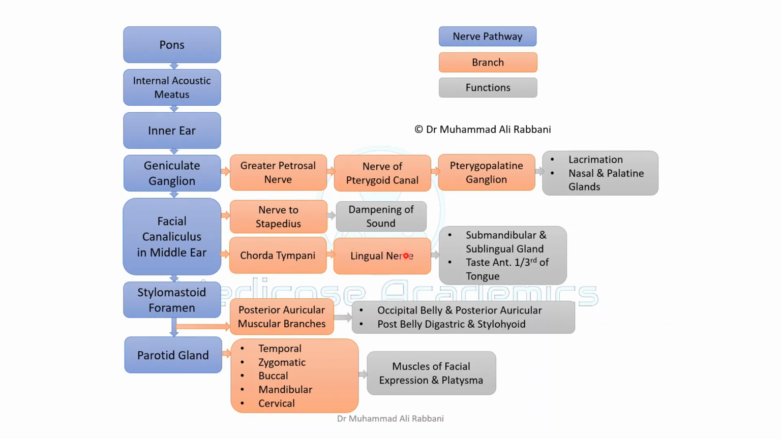Ultimately, in the infratemporal fossa, it fuses with the lingual nerve and gives parasympathetic supply to the submandibular and sublingual glands, and it gives taste fibers to the anterior two-thirds of the tongue. That is very commonly asked. Then after emerging from the stylomastoid foramen and before reaching the parotid gland, it gives rise to the posterior auricular branch and the muscular branch, and they supply these muscles. Within the parotid gland, it gives rise to five further branches, and these five branches supply all of the muscles of facial expression, including the platysma.